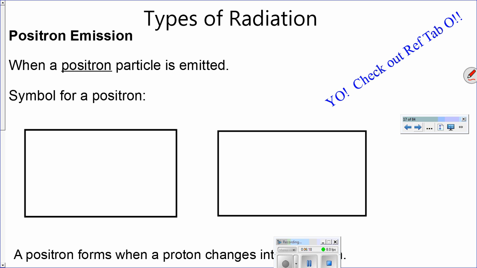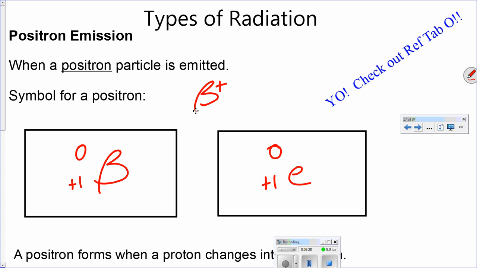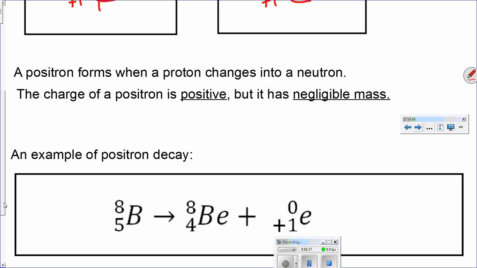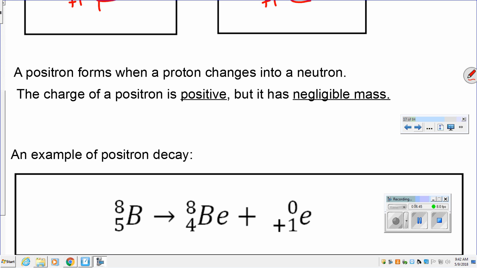Positron emission, a positron is a B+. This is very, very similar in concept to a beta particle. It's kind of like a positively charged electron. What this really is, it's just a little chunk of positive charge that has almost no mass to it. So the charge of a positron is positive. It has negligible mass, forming from when a proton changes into a neutron.